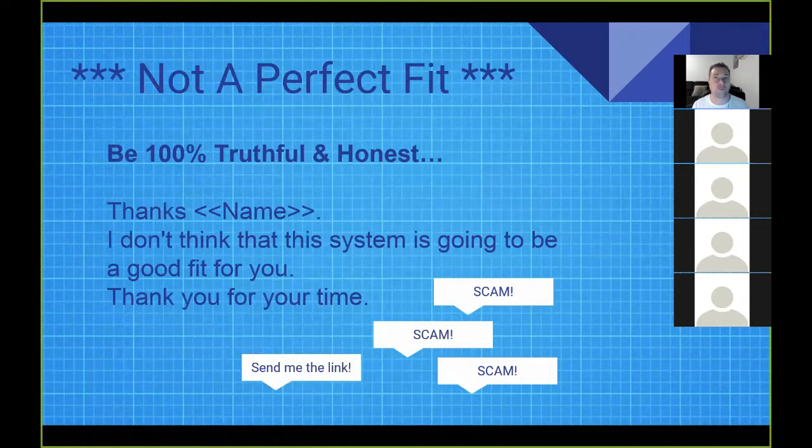So if they're not a perfect fit, be 100% honest and just say thanks, their name. I don't think that this system is going to be a perfect fit for you. Thank you for your time. That's all you need to say. You don't need to go into detail as to why and everything else. And it doesn't matter how many times that they call you a scammer and anything else, or if they block you. Just move on to the next person. Just think in the back of your mind that this person, just shove them aside, and just keep in mind that there are people out there that are looking for this system and that you're going to help them with that.